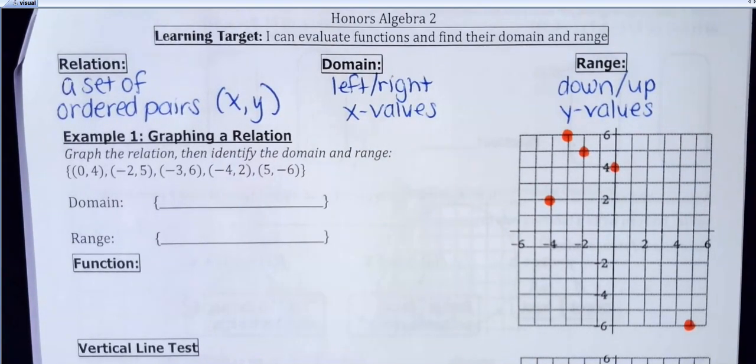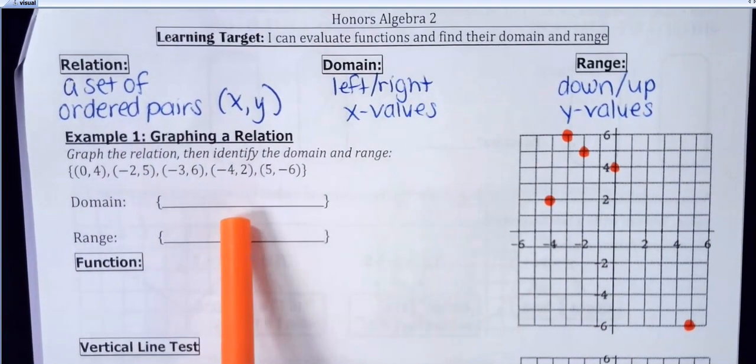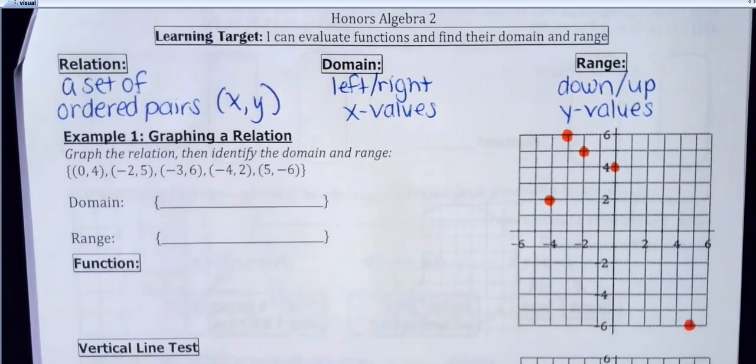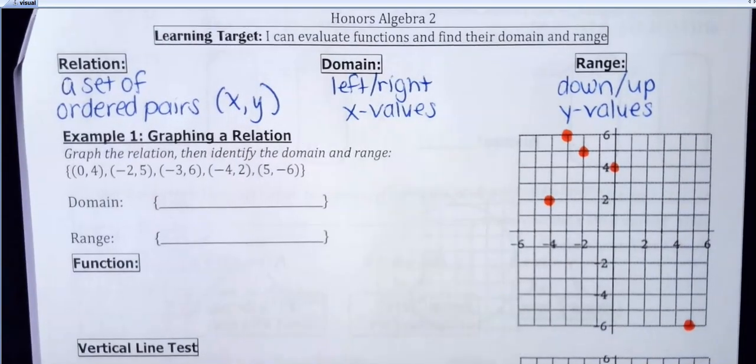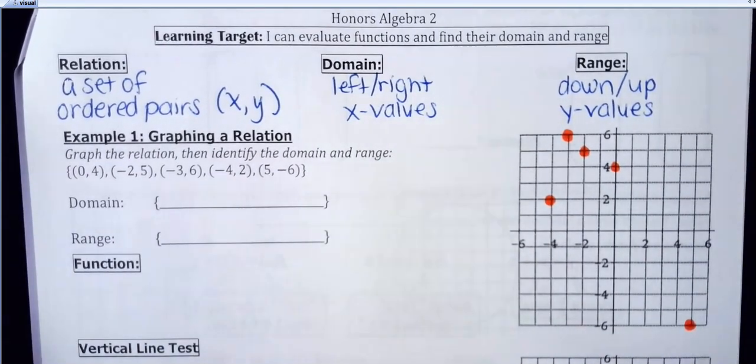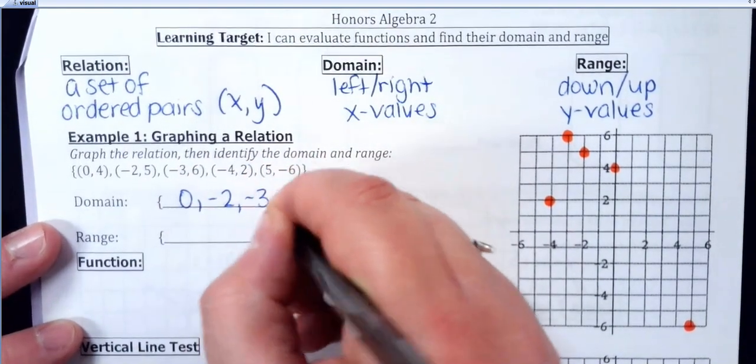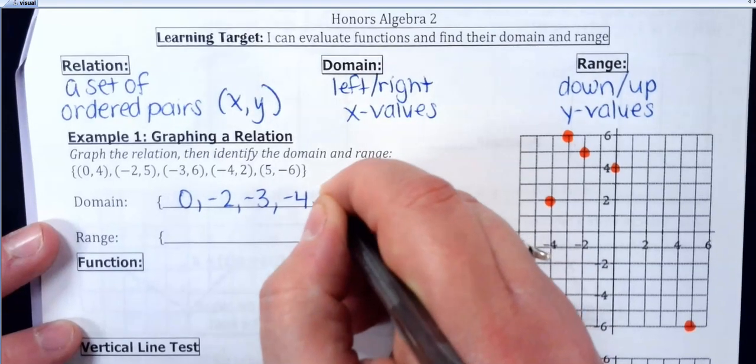If you have a relation in this format and it asks you for the domain and range, this is not connected, so you don't do an interval. What you do is you literally just list for the domain the X values of the points, and for the range the Y values of the points. If any of them repeat, you just list it one time, and they don't have to come in a particular order. You don't have to do least to greatest or greatest to least. Usually I just write them as they appear in the problem. So I'm just going to write down my X coordinates here: 0, -2, -3, -4, and 5.